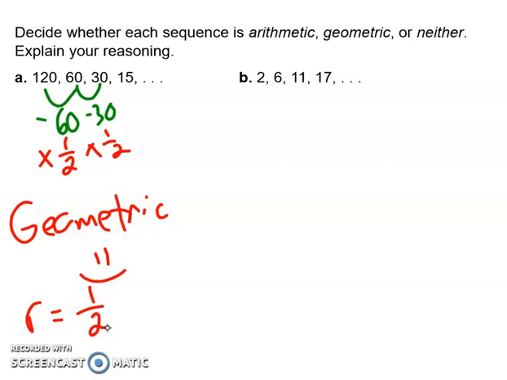All right, over on B, we have 2, 6, 11, 17. So let's see what happens here. From 2 to 6, I added 4, and it looks like I multiplied by 3. From 6 to 11, I added 5, which doesn't match here, and I multiplied by what? I didn't multiply by 3 either, right? I'm multiplying by a completely different number, right? I'm actually multiplying by 11 over 6.